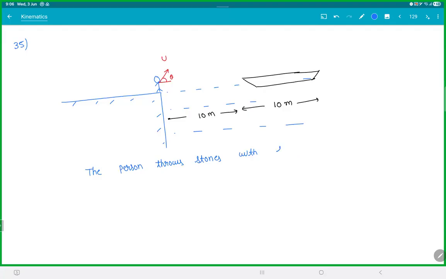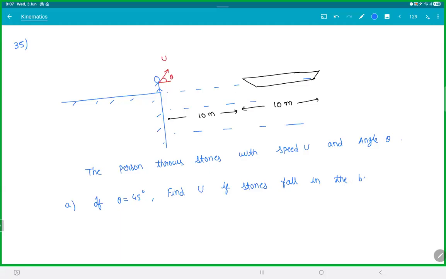It's speed u and theta. Case 1. Let's say you are throwing stones at a constant angle. Theta is 45. You fix the angle. Means you can throw with any speed you want, but the angle should always be 45. So with what speed should you throw so that the stones will fall on the boat? If you hit the edge of the boat, that is counted as falling in the boat.